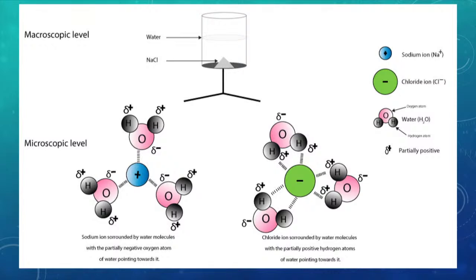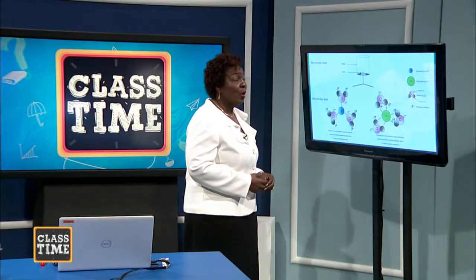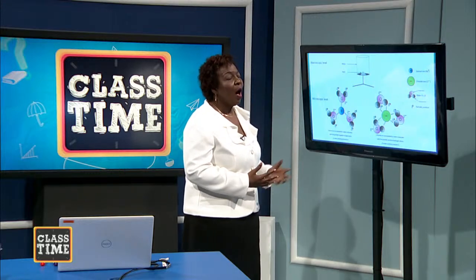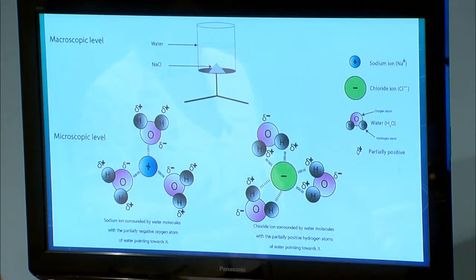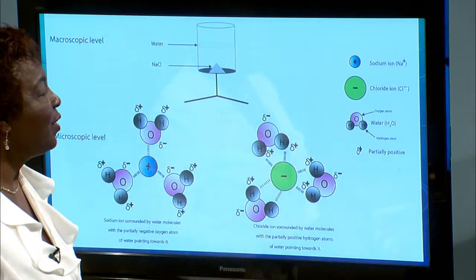The reverse is true. This green chloride ion here would have, of course, the positively charged hydrogens turned towards it, or being attracted to it, because opposites attract. So if you're required to show on a microscopic level how the sodium chloride would dissolve in water, this is a diagram that you would perhaps use.